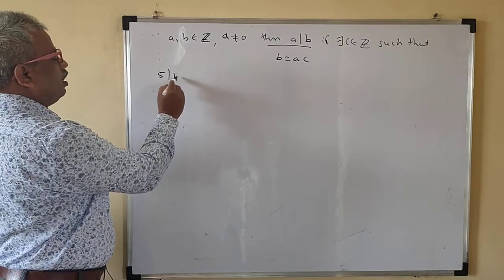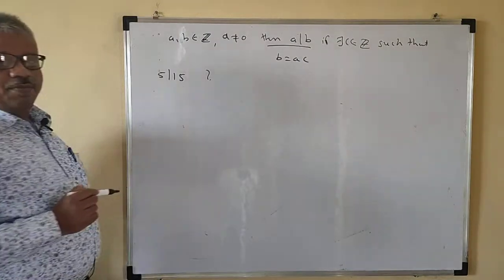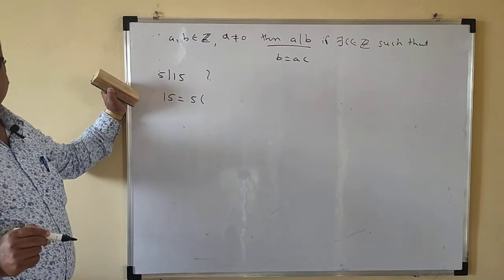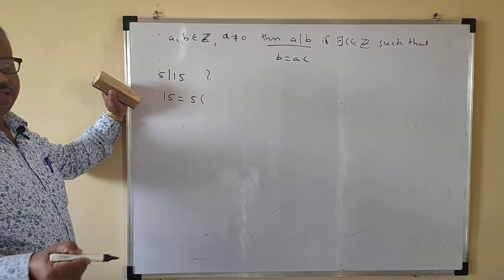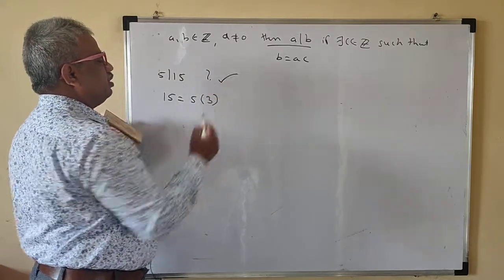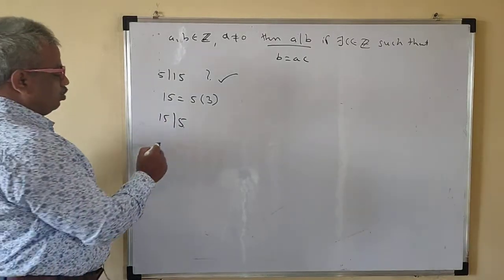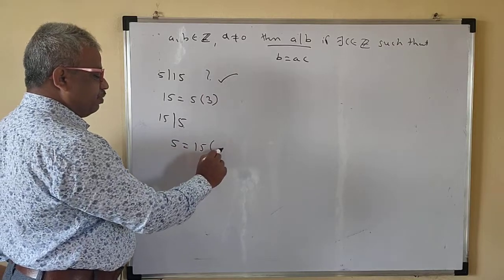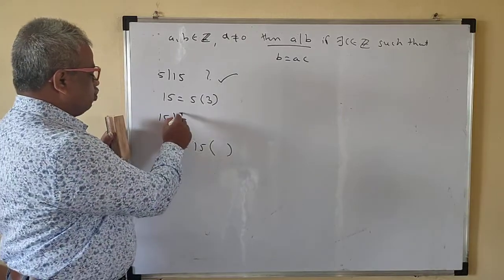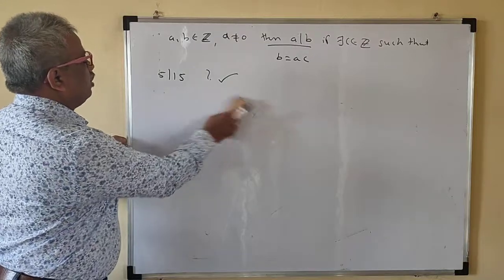Is it true that 5 divides 15? Can you write 15 is equal to 5 times some integer? If you can, then this is true. I can write this as 3. So 5 divides 15 is true. Can you write 15 divides 5? That would mean 5 is equal to 15 times some integer. You cannot write that. So 15 does not divide 5.